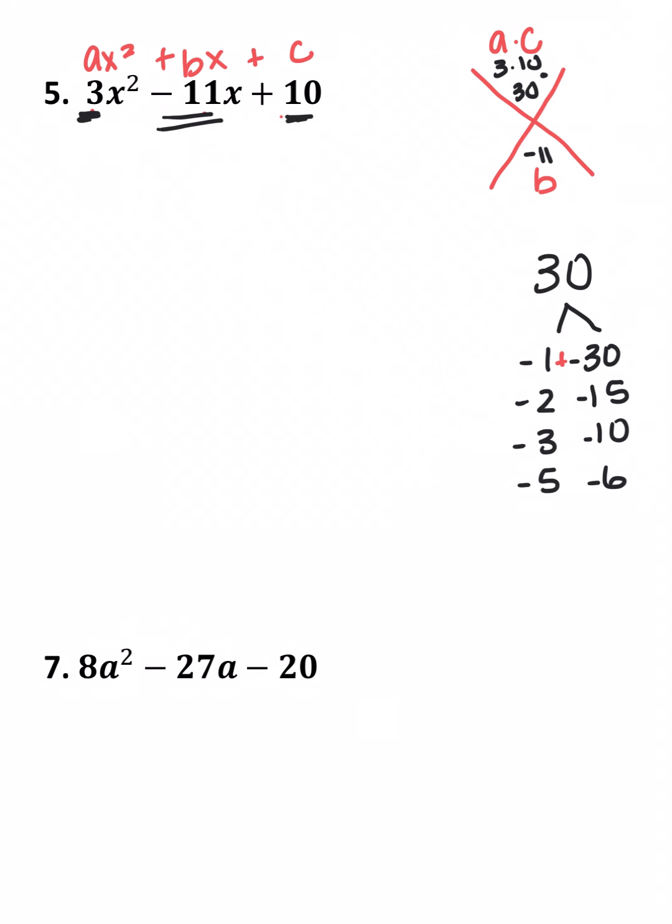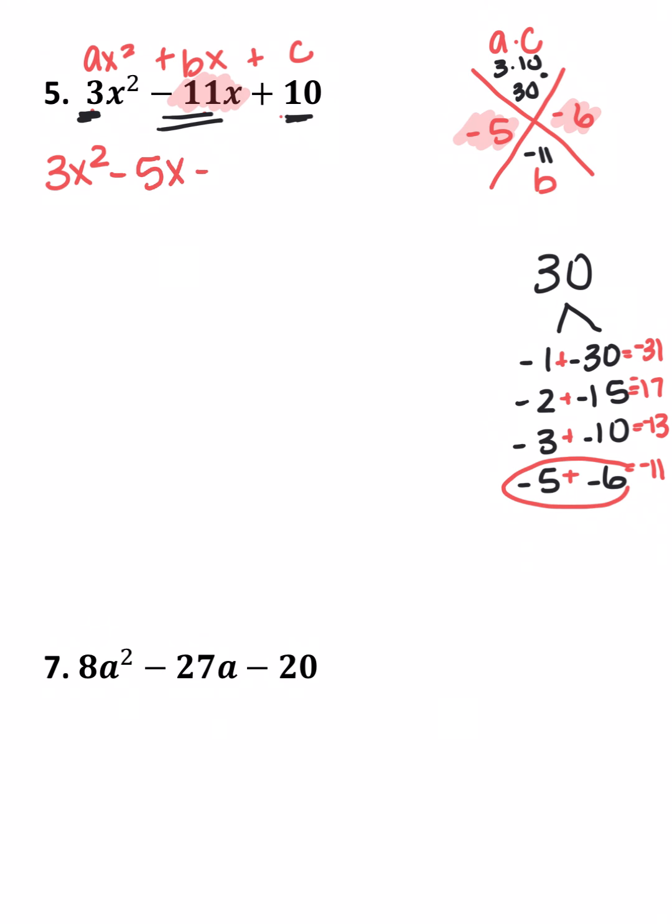All right, so now if I add these together, -1 plus -30 is -31. -2 plus -15 is -17. -3 plus -10 is -13. And -5 plus -6 is -11. So these are my two factors, -5 and -6. So I'm gonna rewrite my expression, replacing my bx term with my two new factors. So 3x squared minus 5x minus 6x, and then plus 10 still.